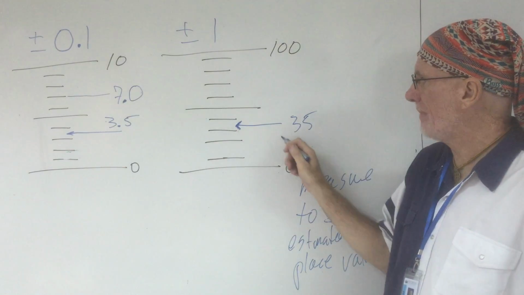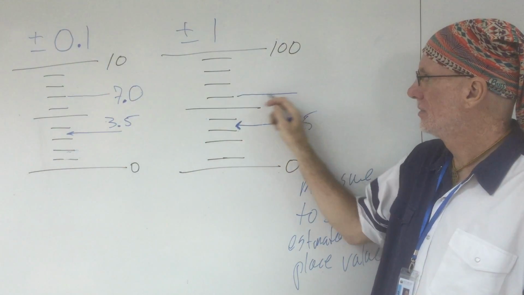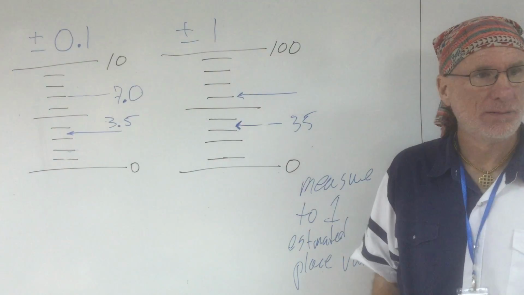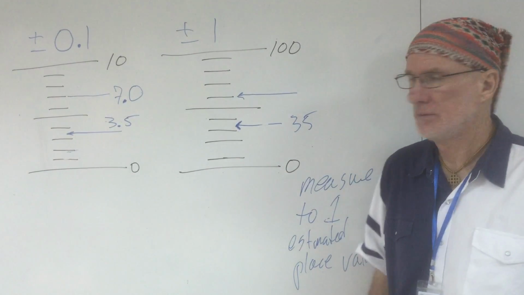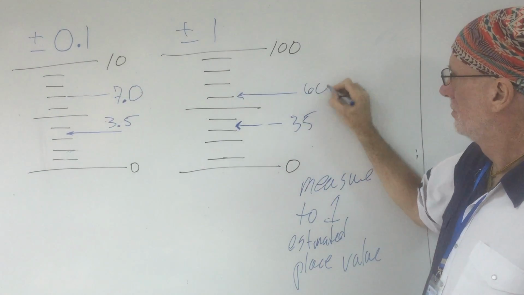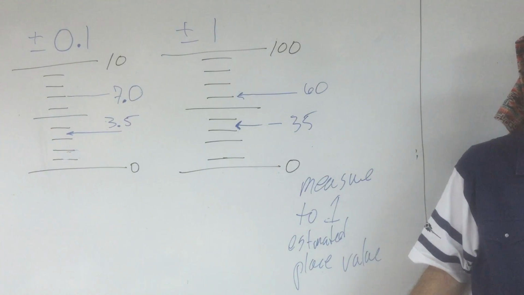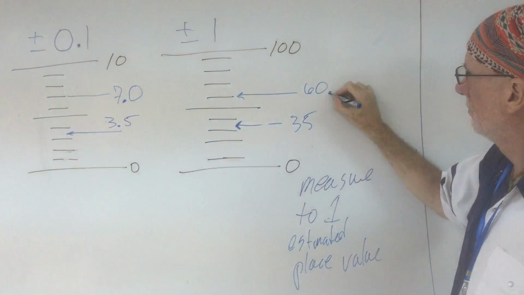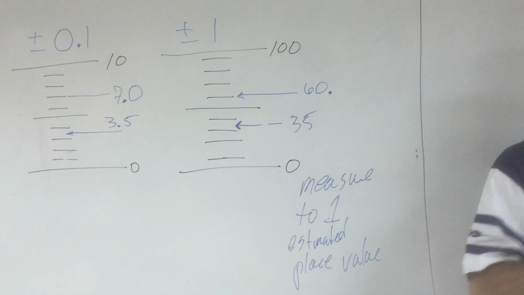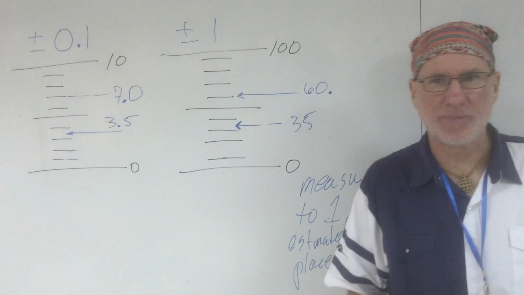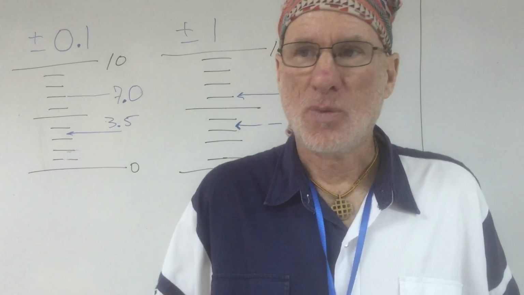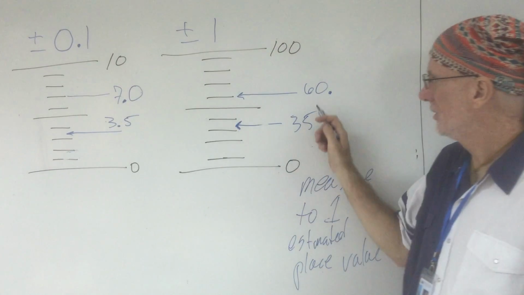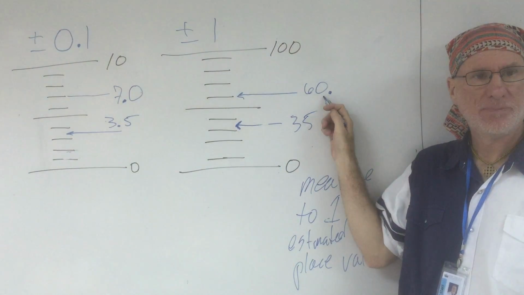Now, how do I represent this? 60. But how do I write that? 60.0? No, just 60? Yes. You put a written decimal point in. Believe it or not, don't argue with me. It's the way you do it. See that? That's important.